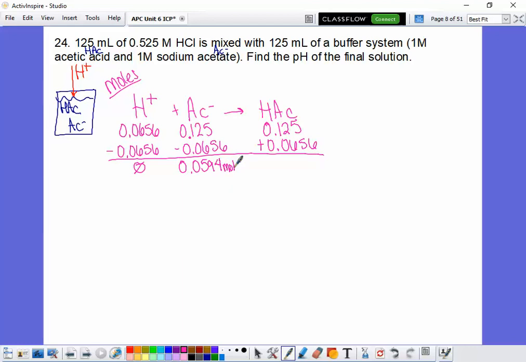0.0594. And then 0.125 plus 0.0656 is what?